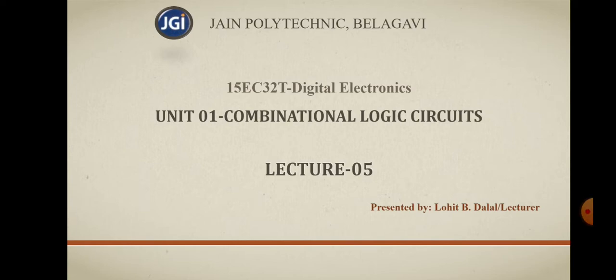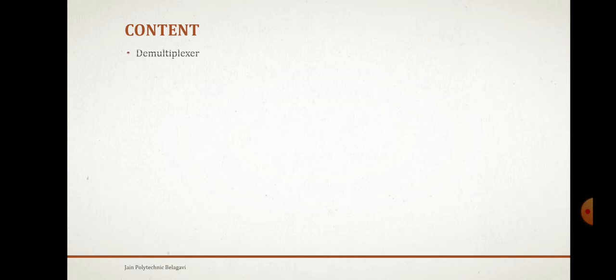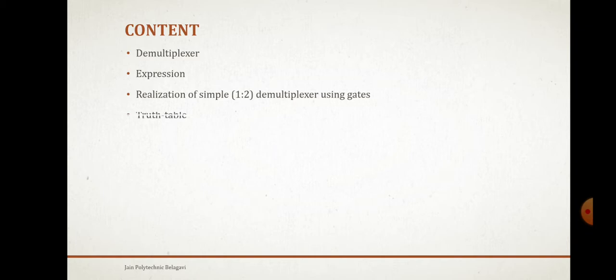Today I am going to discuss unit number 1, combinational logic circuits. In this lecture I am going to discuss what is a demultiplexer, its expressions, realization of a simple 1:2 demultiplexer using gates, its truth table, and applications of demultiplexers.